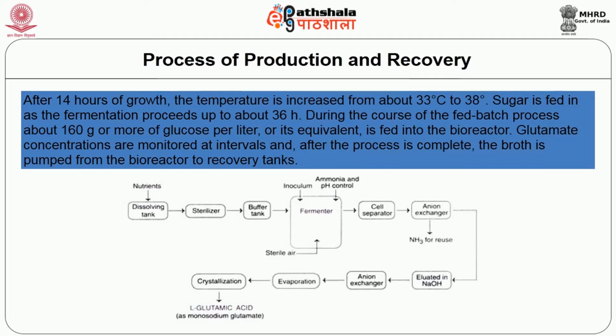As the fermentation is complete, the cells are separated and the culture broth is passed through an anion exchanger. The glutamic acid bound to the resins is eluted in NaOH, while the ammonia released can be reused. With NaOH, glutamic acid forms monosodium glutamate, which can be purified by passing through an anion exchanger. Monosodium glutamate can be subjected to evaporation and crystallization.